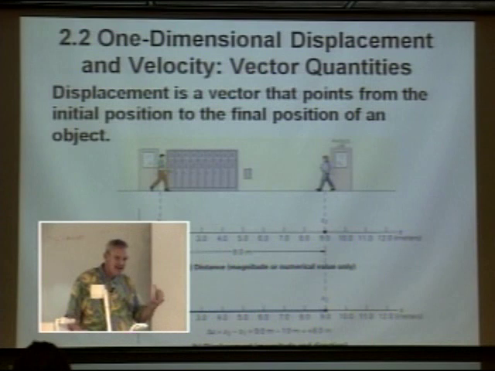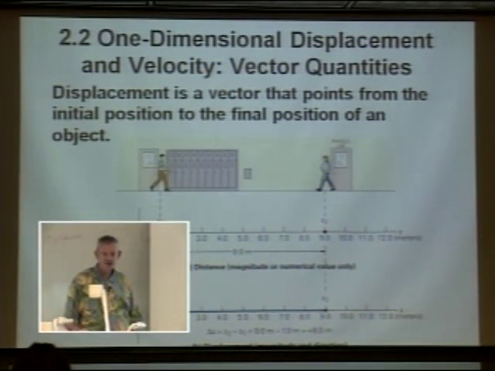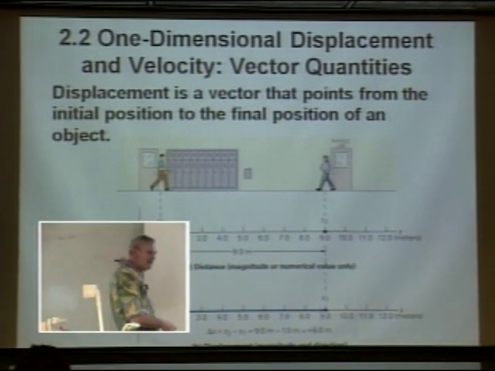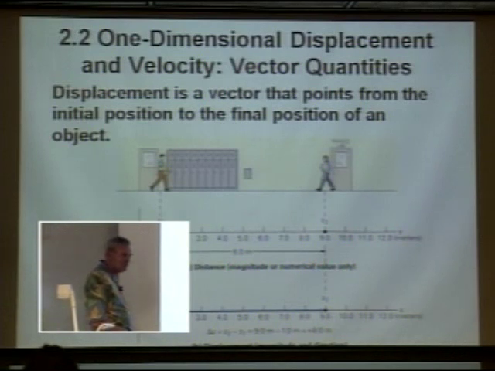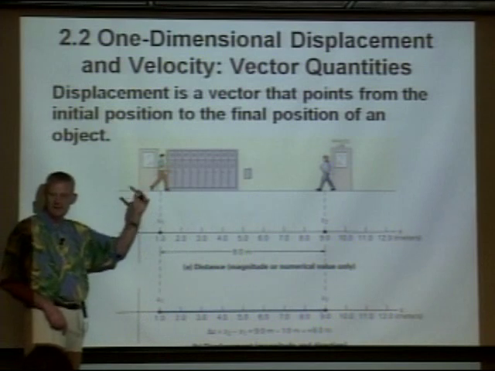-8. And that negative tells us the direction. She's going in the negative x-axis. She's going in the negative direction. He's going in the positive direction.